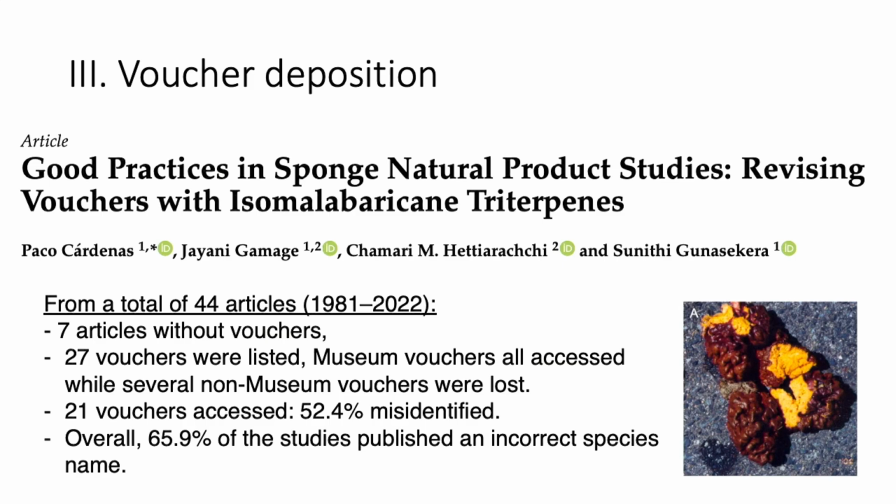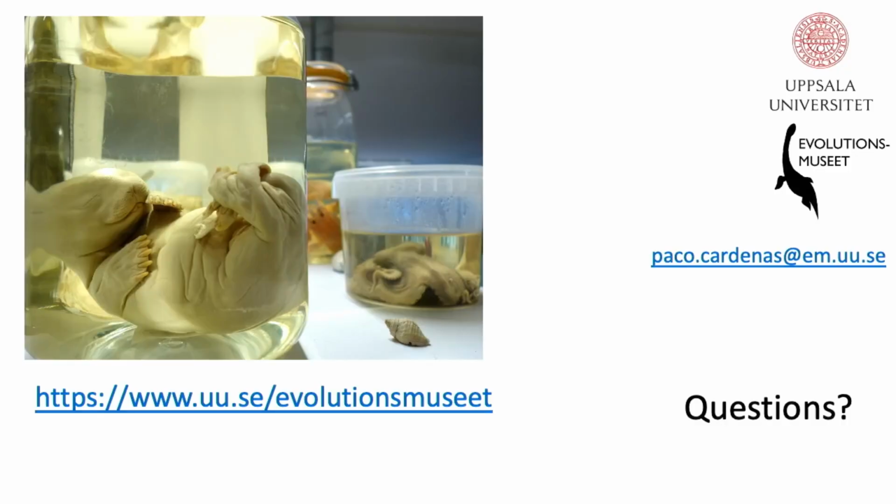And I would say overall, more than 65% of these studies were published with an incorrect species name. So that's the extent of errors you can have in the literature. And to check and correct these errors, you need a voucher. And that is the take-home message. I hope you will remember the importance of vouchers and these basic good methods that you need when you prepare to collect a specimen for whole genome sequencing.